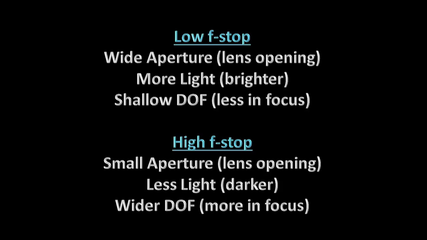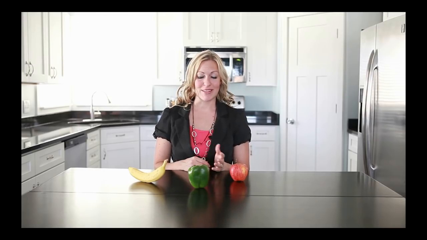A higher f-stop is a smaller aperture, letting in less light, and gives you a wider depth of field. Your next assignment is to assemble a few household objects and practice changing your f-stop. Try to get one picture where all of the objects are in focus and one where only one of the objects is in focus. Don't worry about getting a perfect focus because we'll talk about that in a minute. Go ahead and pause the video now.